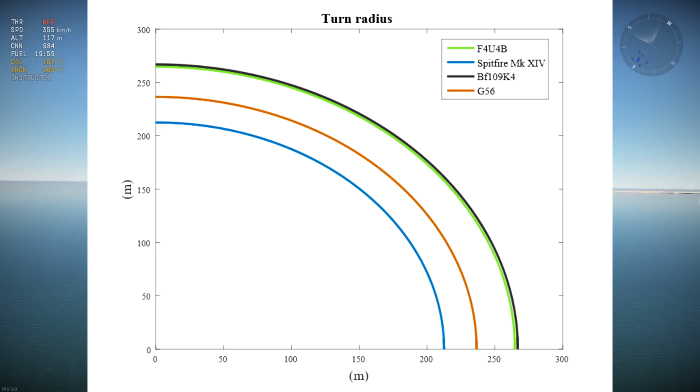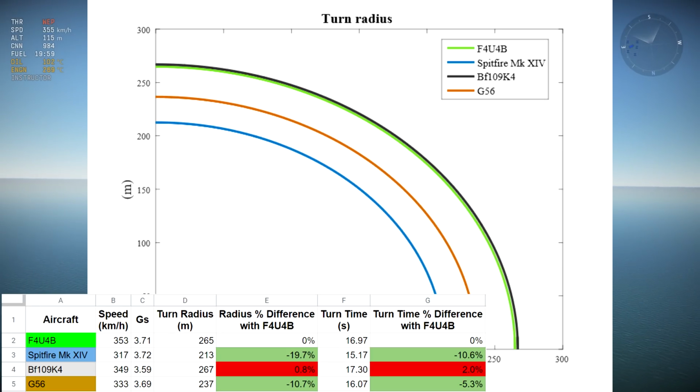The turn times follow the same trend as the turn radius, but with a bigger gap between the F4U-4B and the K4. This can be explained by the higher power to rate ratio and maximum lift coefficient of the K4, while the F4U-4B has a lower wing loading and lower induced drag, which explained the turn radius similarity and the F4U-4B turn time advantage.